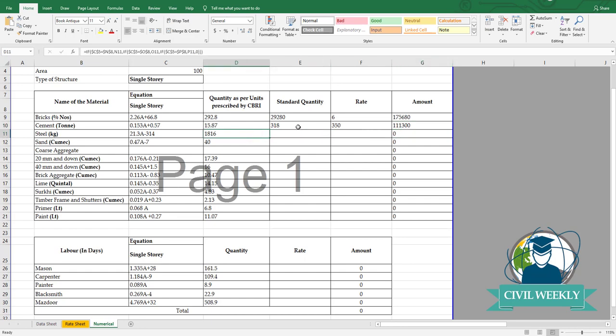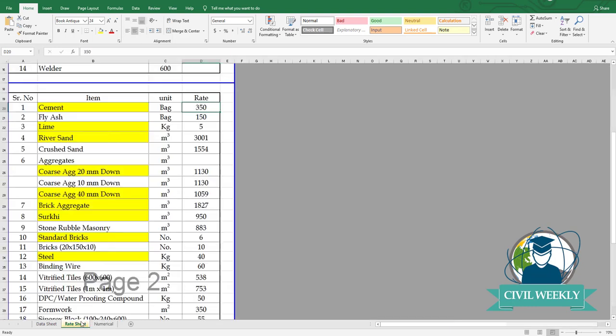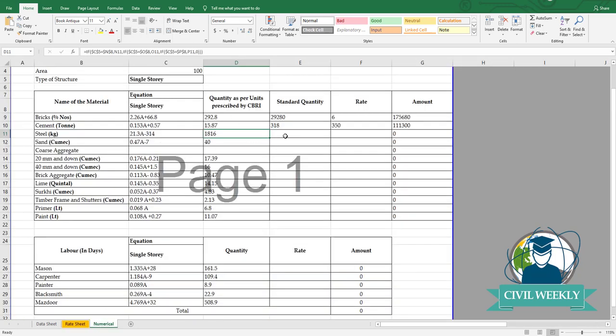Then steel is in terms of kg. So 1816 kg of steel is required. And the rate of steel is 40,000 rupees per ton, or 40 rupees per kg. The quantity is in terms of kg and the rate is also in terms of kg. So I will mention 1816 into 40 rupees. So 72,640 rupees will be required for steel.